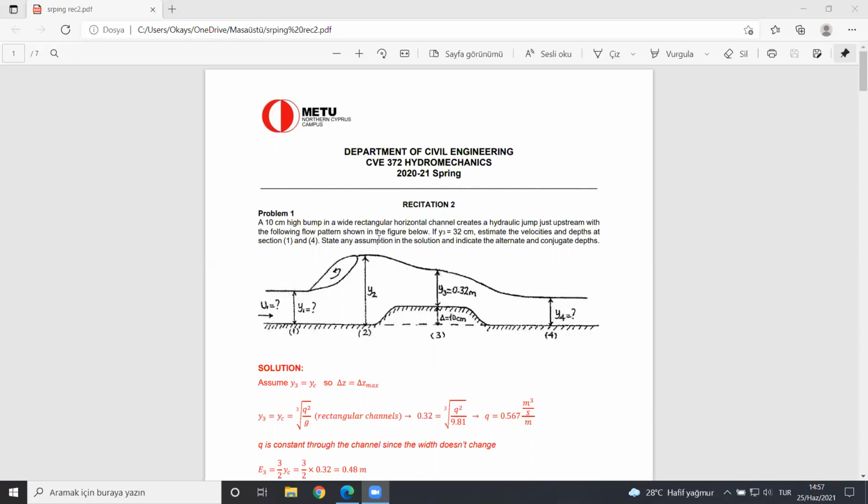Let me read the question first. It says a 10 centimeter high bump in a wide rectangular horizontal channel creates a hydraulic jump just upstream with the flow patterns shown in the figure below. If y3 is 32 centimeters, estimate the velocities and depth at section 1 and 4. It also says to state any assumption in the solution and indicate the alternate and conjugate depths.